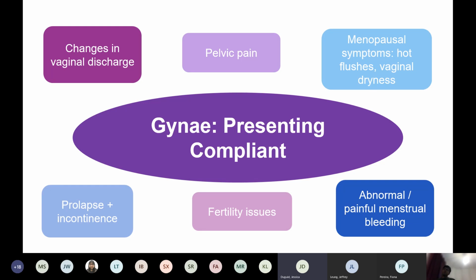The next one is menopausal symptoms, so things like hot flashes and vaginal dryness. All women go through menopause, and lots of women find the symptoms really bothersome, so they might come in reporting those and wanting treatment or help with them.